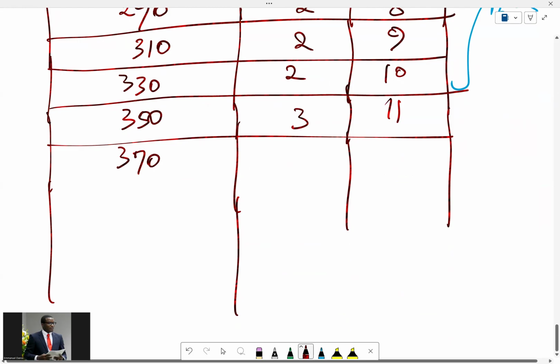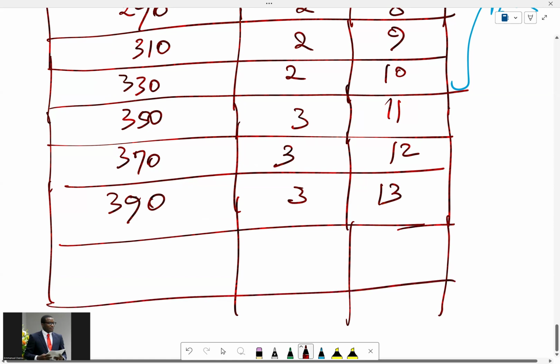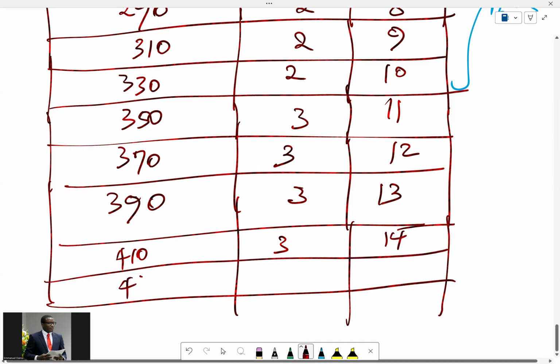350 is in group 3 and it's number 11. Then 370 is group 3 and it's number 12. 390 is in group 3 and it is ranked 13. Then we have 410, in group 3, ranked 14. And lastly, we have 430, it's number 15. So again, N3, the number of samples in group 3, is also 5. So it's 5 in each group.